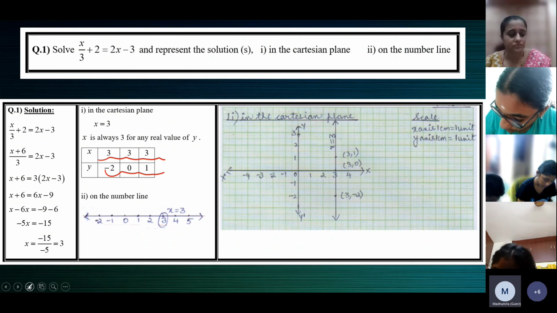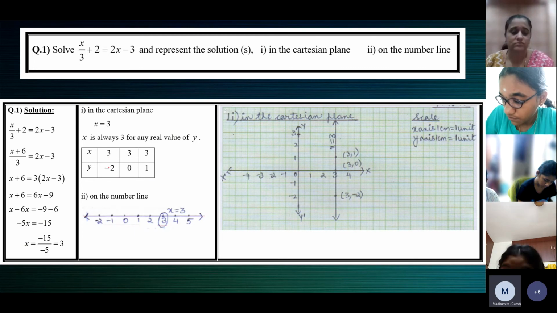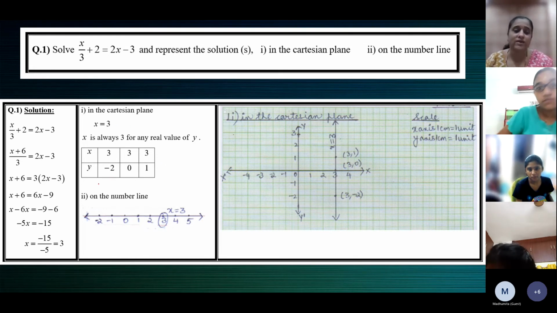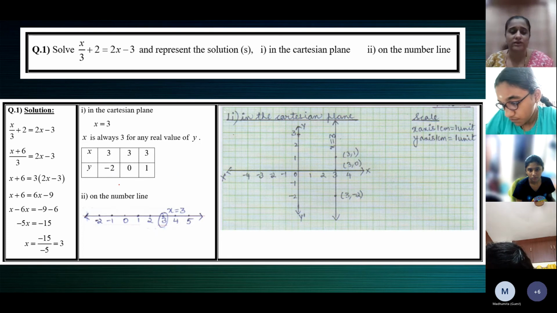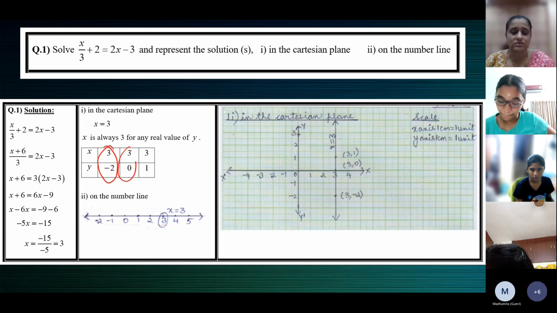Okay, ma'am, but can we just randomly take values for y? No, you cannot take values for y, and x is always 3. When x is 3, that means x is always 3 for any value of y. I showed you, we also checked if these points satisfy the equation.